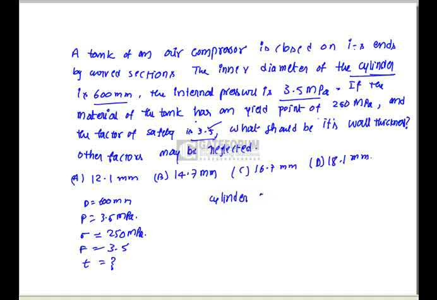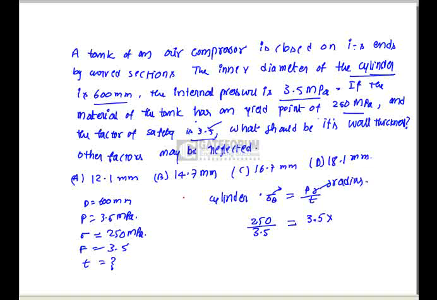We know the hoop stress sigma t, I can represent as P into r by t. This is for cylinders. Sigma t is the hoop stress. It is having a yield point of 250 MPa, with the factor of safety 3.5, so this is going to be 250 by 3.5, that is equal to P, which is 3.5, into r. It's not gamma, it is radius.